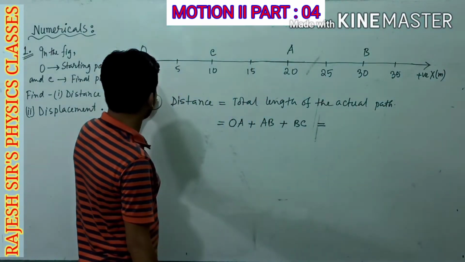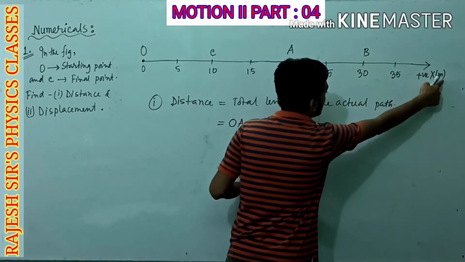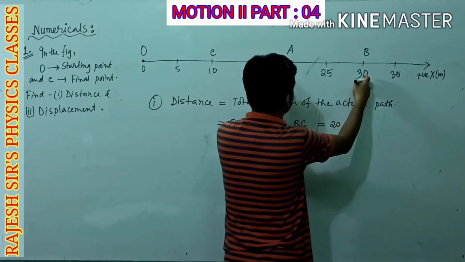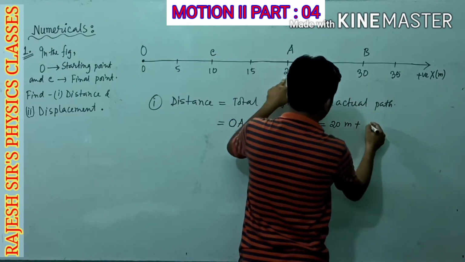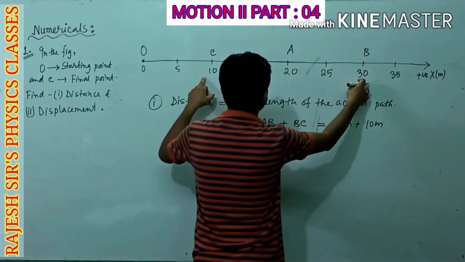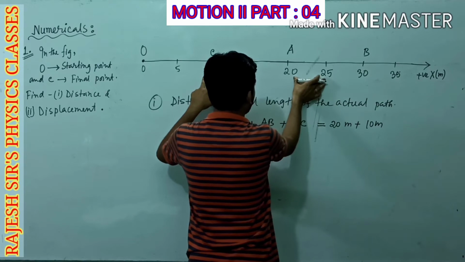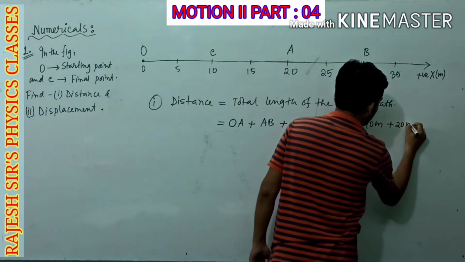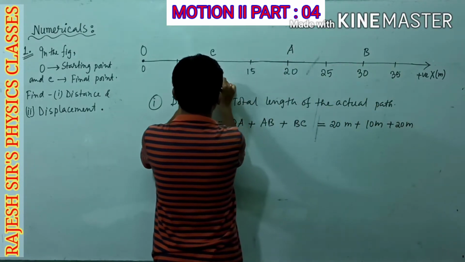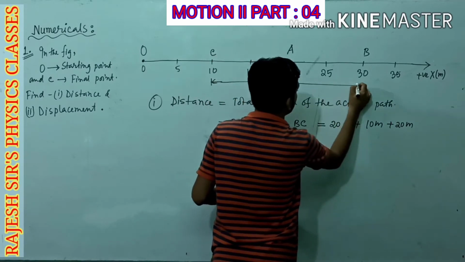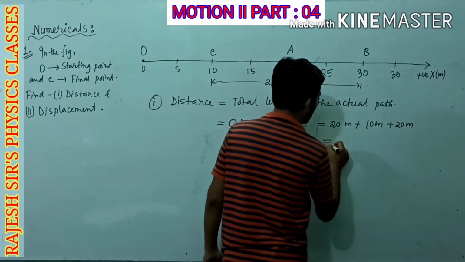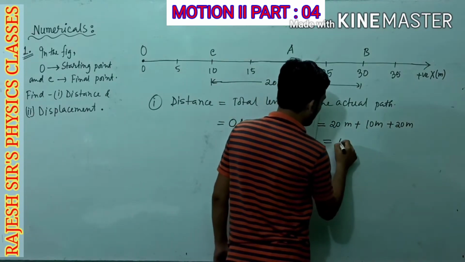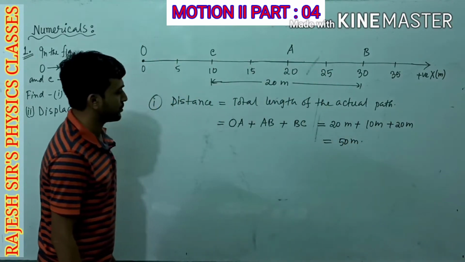Now, what is OA? OA is 20 and the unit is meter. 20 meter. What is AB? AB will be this much. That means it is 10 meter. And what is BC? BC will be this much. It will be 5 plus 5, 10, 10 plus 5, 15, 15 plus 5, 20. This gap is showing 20 meter. You just check whether it is coming 20 meter or not. So after calculation, 20 plus 10, 30, 30 plus 20, 50 meter. So 50 meter is the total distance.